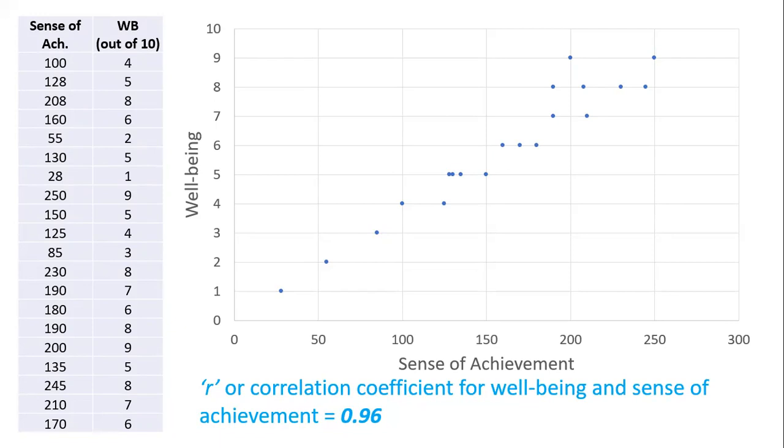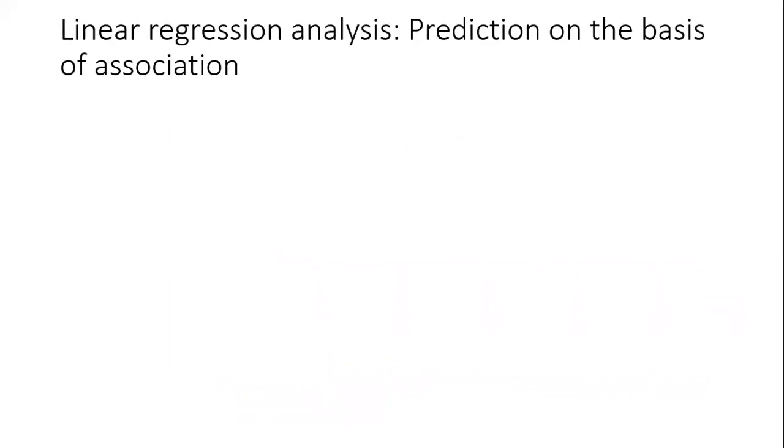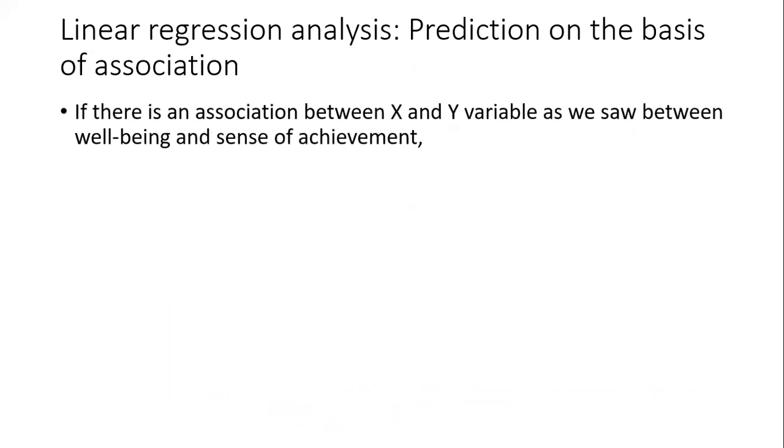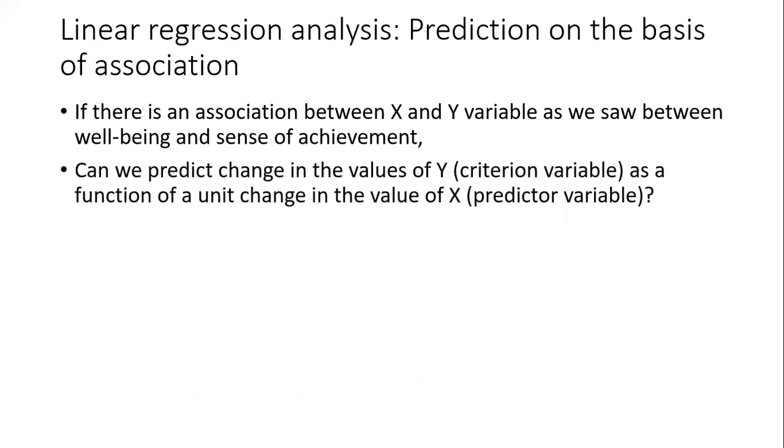All right, if that is understood well, then let's move on to another technique within the correlational research, and that's taken to be linear regression analysis. That involves prediction on the basis of association. So what does it say? If there is an association between X and Y variables, as we saw between well-being and sense of achievement, can we predict the change in values of Y as a function of a unit change in the value of X, that is the predictor variable, and Y is taken to be the criterion variable. So that's the question that we ask in the linear regression analysis.